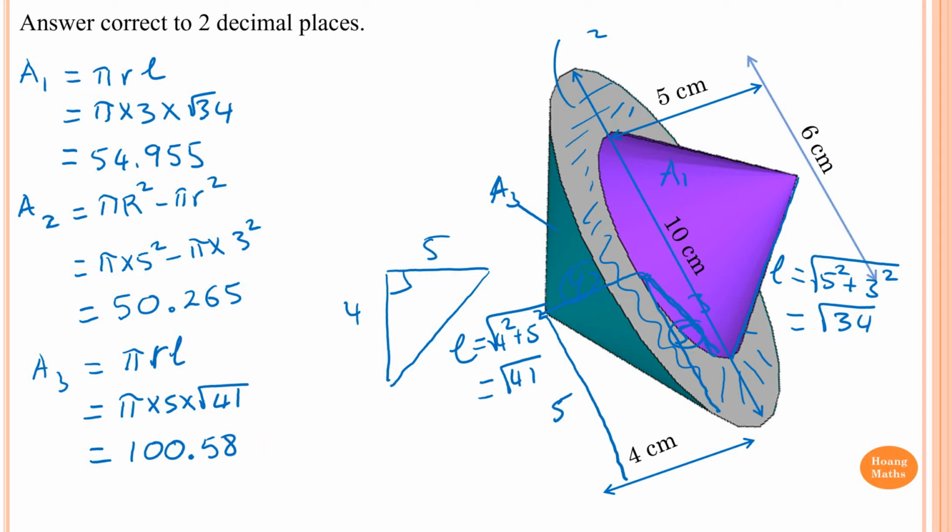So now, therefore, the surface area is equal to 54.955 plus 50.265 plus the last one, 100.58.